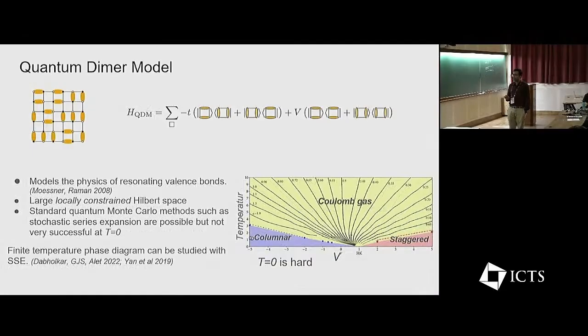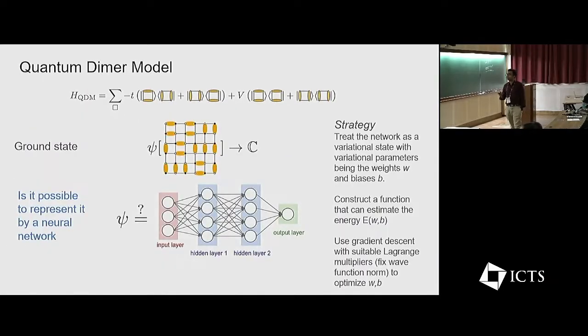Although in the case of finite temperature, we've been able to use stochastic series expansion to map out the phase diagram of the system. The phase diagram consists of a columnar ordered phase at small, negative values of V. There's a staggered phase at large positive values of V with a Rokhsar-Kivelson point at V equal to 1. And at high temperature, there is a Coulomb gas phase. Essentially, getting any answers at T equal to 0 is hard because the quantum Monte Carlo just ceases to work at T equal to 0.